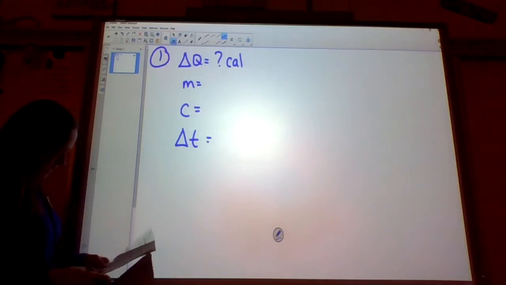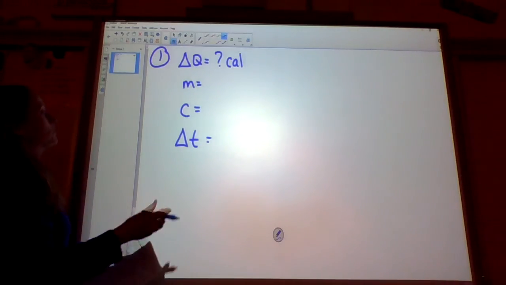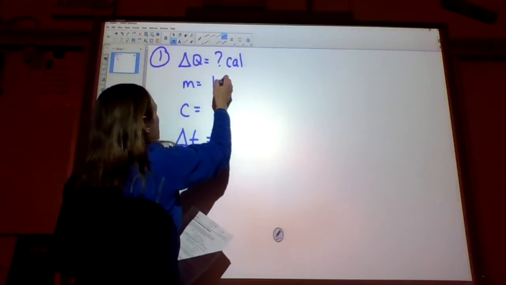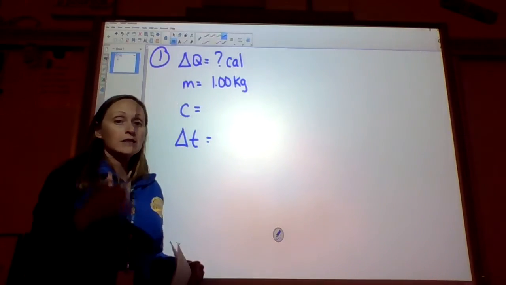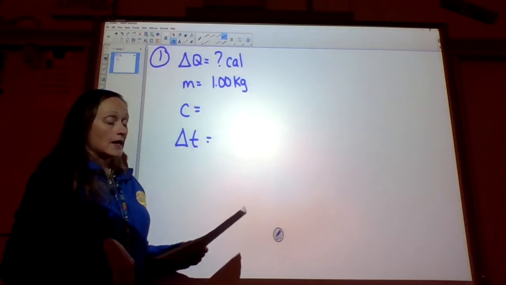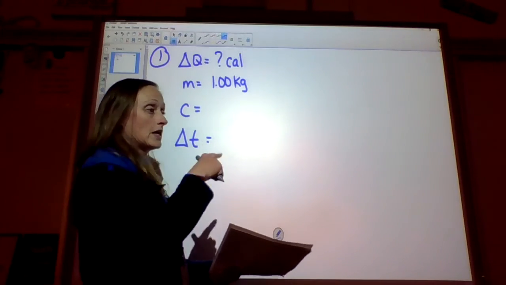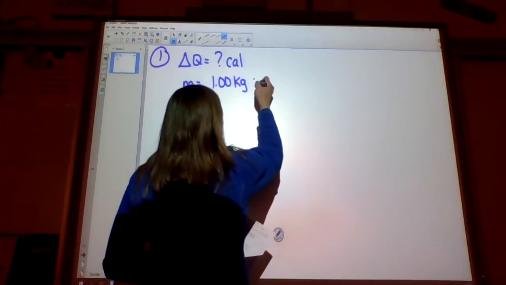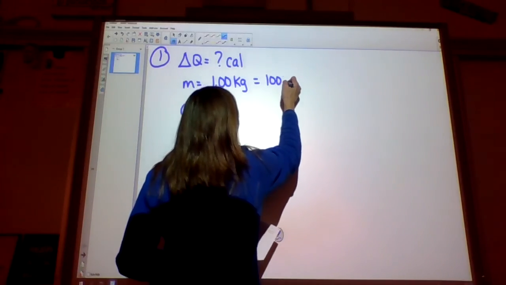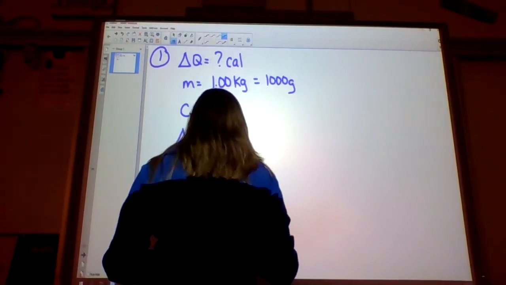Our mass is going to be 1 kilogram of water. So M is 1 kilogram. But please notice on your sheet that mass has to be measured in grams. So we can use the King Henry method to move our decimal place 3 places over. So that's going to equal 1,000 grams.